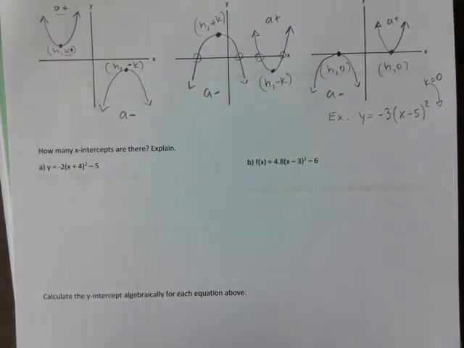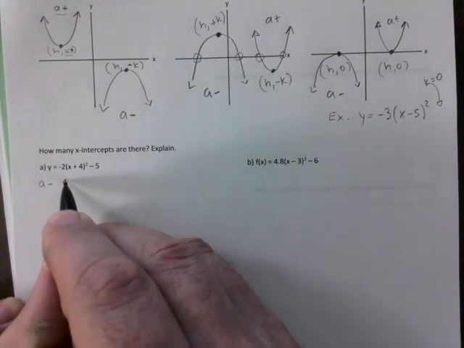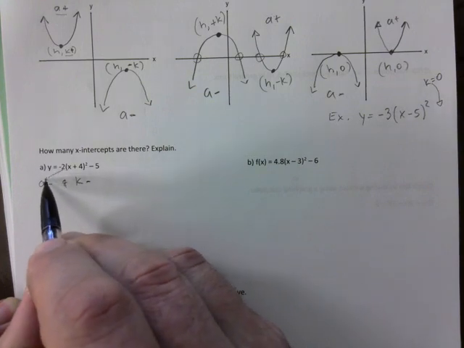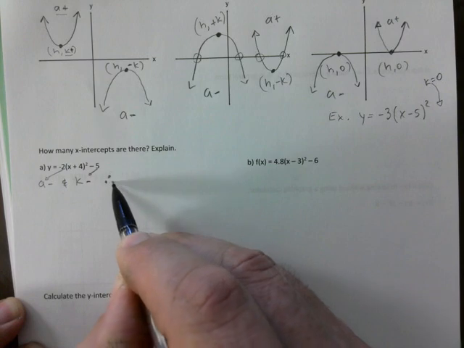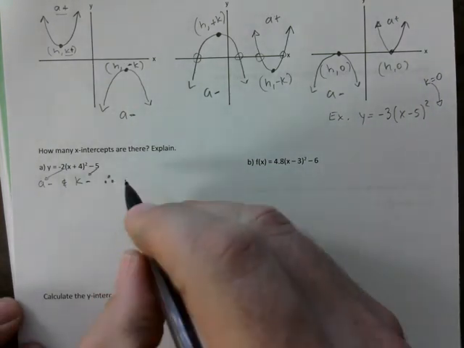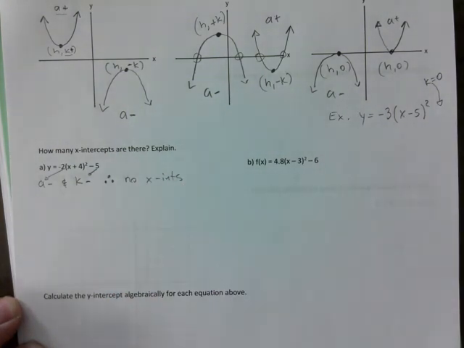To do it the exact same way, a is negative and k is negative. So a is negative, k is negative. Therefore, have you seen the three dots? Some of your teachers may have done that. That's a therefore symbol. No x-intercepts. 0.